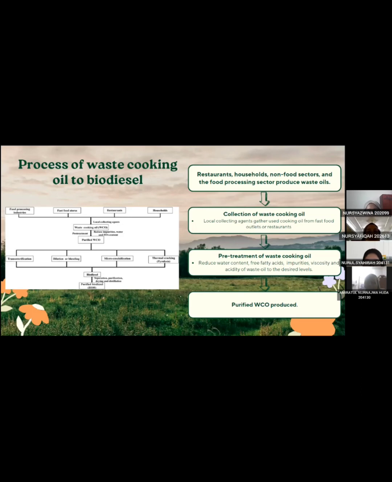The waste cooking oil undergoes the pre-treatment process. It will reduce the high volume of water content, free fatty acid, impurity, viscosity, and acidity of waste oil to the desired level. The solid impurities in the waste cooking oil also was removed. So the purified waste cooking oil was produced. Next.